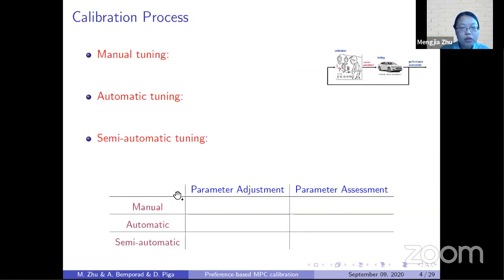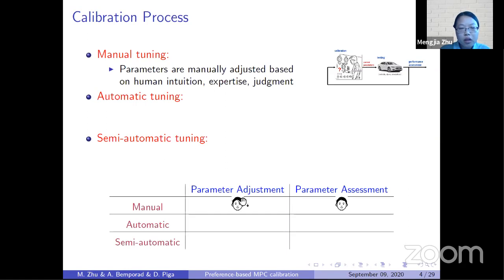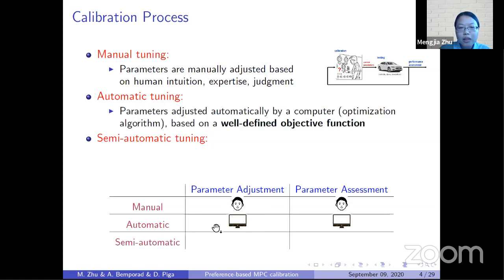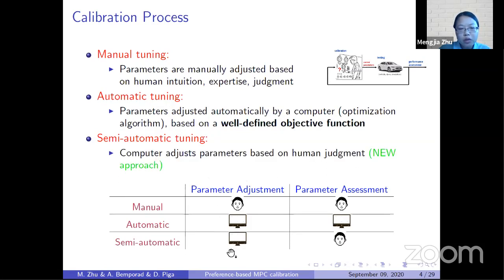So three tuning methods are often used, which are manual, automatic, and semi-automatic tuning. For manual tuning, both parameter adjustment and parameter assessment are done by humans based on their intuition, expertise, and judgments. While for automatic tuning, parameters are adjusted automatically by a computer based on a well-defined objective function. On the other hand, for semi-automatic tuning, computers adjust parameters based on human judgment. And this is the approach that we explored in this work.